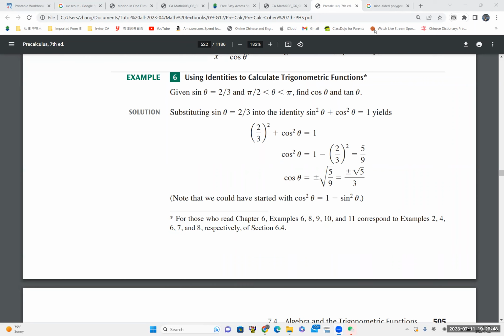Okay, what you should pay attention to is when you get this, cosine theta square equal to 5/9. So theoretically, cosine theta can be either positive or negative, right? But when they say theta is in this kind of angle range, then cosine may take only positive or negative. Yeah, it depends on which range this angle is located.